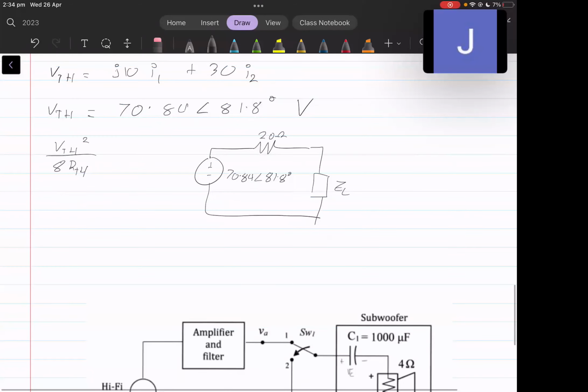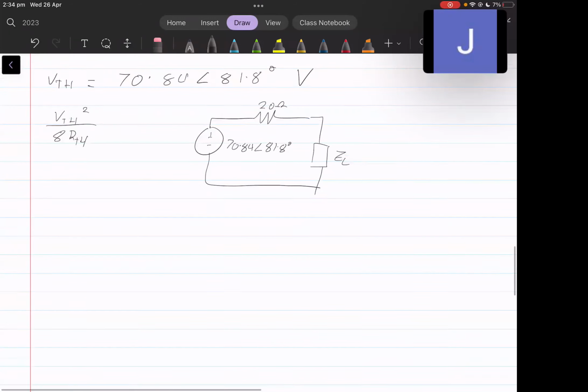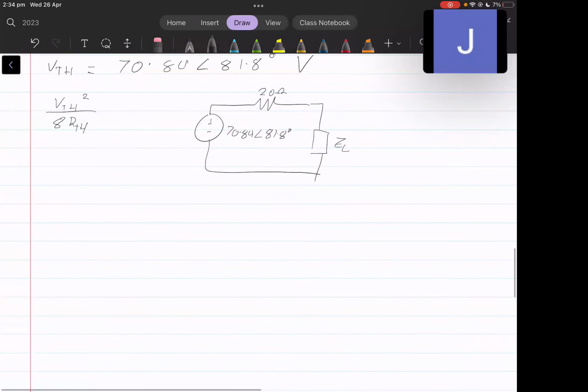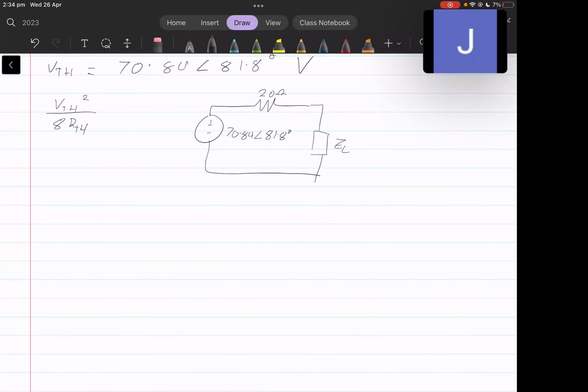So to do this the long way round, because most of these are not too hard to work out if you do forget the formulas, we could work out the voltage on this one would just be half of that. So the load is going to be 70.84 on 2.